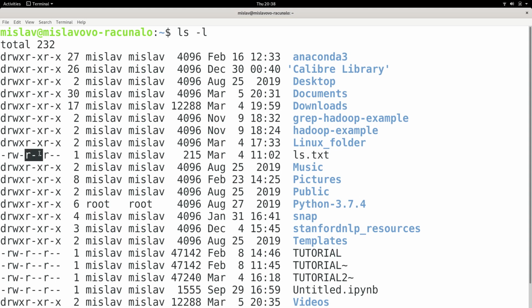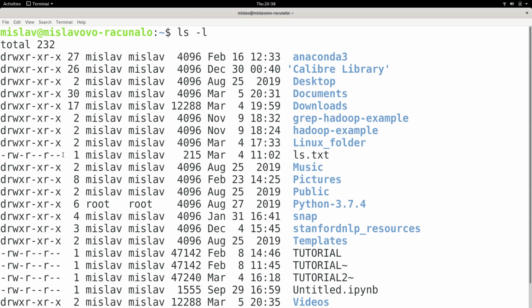Now, the next three characters indicate group permissions, and the group, to remind ourselves, is in the fourth column, which happens also to be Mislav. So the group named Mislav, all of the members of that group can only read the file, and they can't write to the file, neither can they execute the file. If we have a dash here, it means that we can't do something. If we have a letter instead of a dash, that means that we can do something.